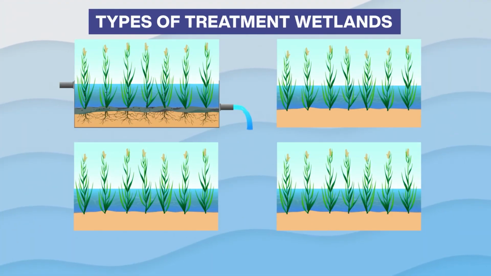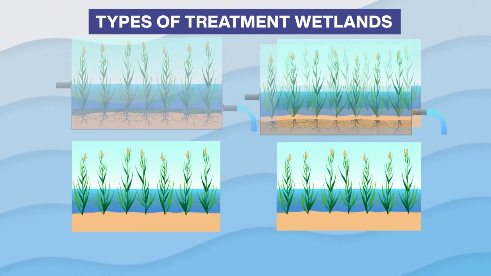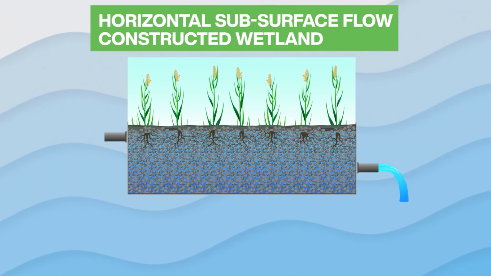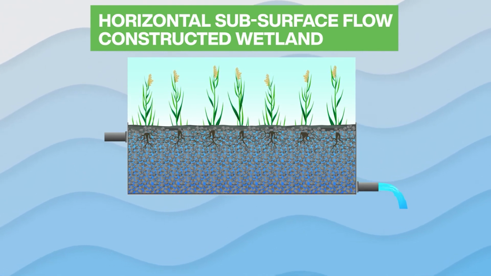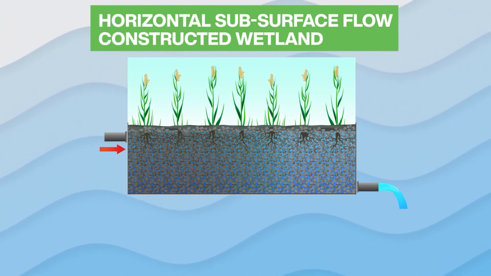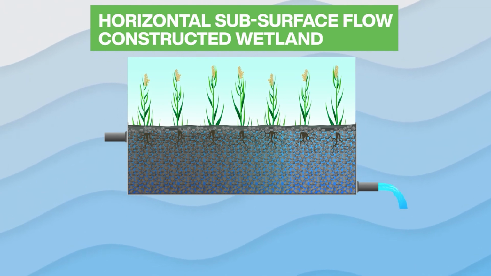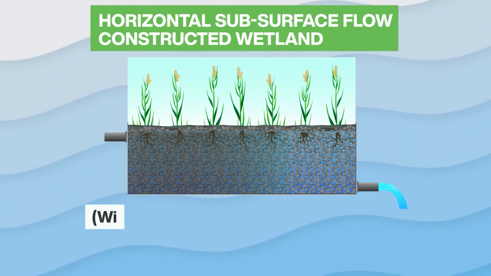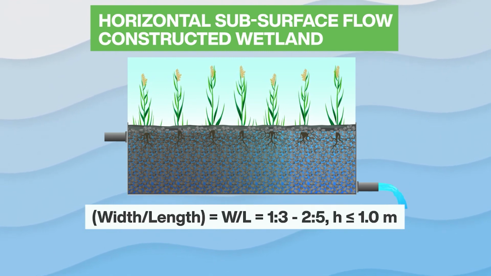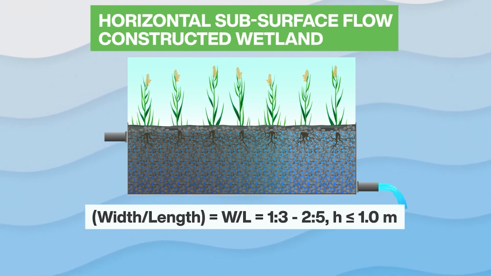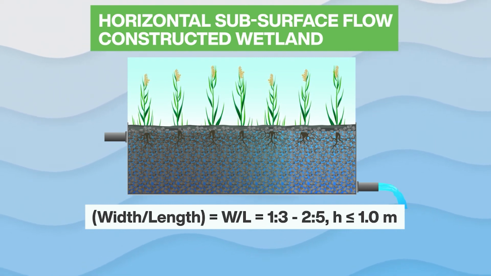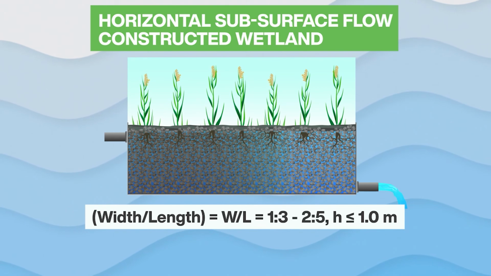The second type of constructed wetland is the horizontal subsurface flow constructed wetland. The hallmark of this wetland is substrate, consisting of gravel, pebbles, and sand with 50% porosity. The recommended dimensions for this constructed wetland by engineer ecologists are as follows: the depth up to 1 meter, width to length ratio between 1:3 and 2:5.